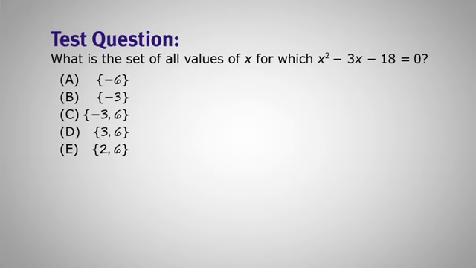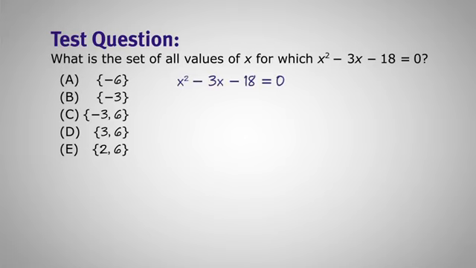Now that we've gone through a couple of these exercises together, let's try a test question. Number 11 says, what is the set of all values of x for which x squared minus 3x minus 18 equals 0? Now this question is asking us to solve for x and then put all of the possible solutions for x in a number set. So we're going to start by solving our quadratic equation.